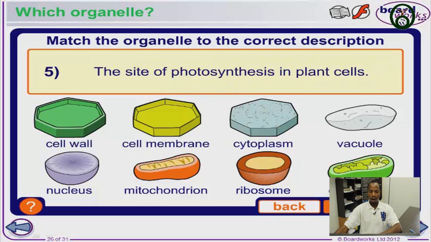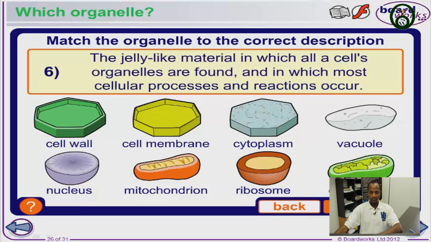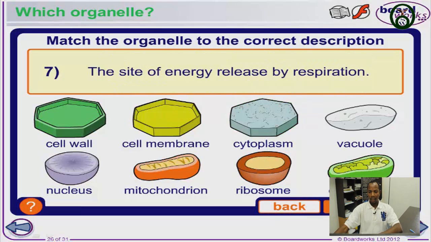We go to the next one. The site of photosynthesis in the plant cell. Photosynthesis is in the chloroplast, right? So, good, great. We go to the next question. The gel-like substance, cytoplasm. Yes, great. We go to the next one. The site where energy is released by respiration. Which of them? Ribosome, no. Mitochondria, great, good.